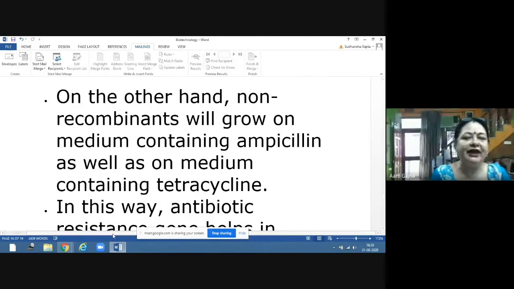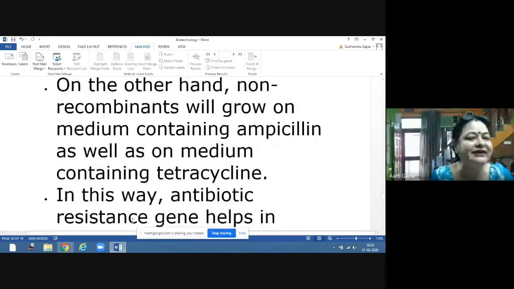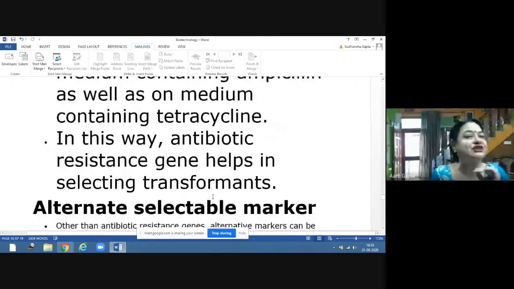So in this way, antibiotic resistant genes help in the selecting of transformants. That's why they are called selectable markers. Selectable markers are the genes which are present in the vector itself, which can isolate recombinant from non-recombinant. So just now we saw that the selectable markers present in the PBR322 vector are the ampicillin resistant gene and the tetracycline resistant gene.